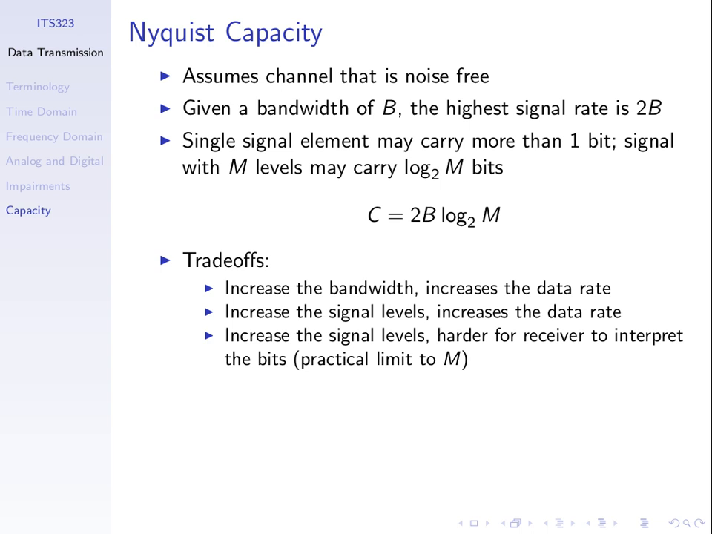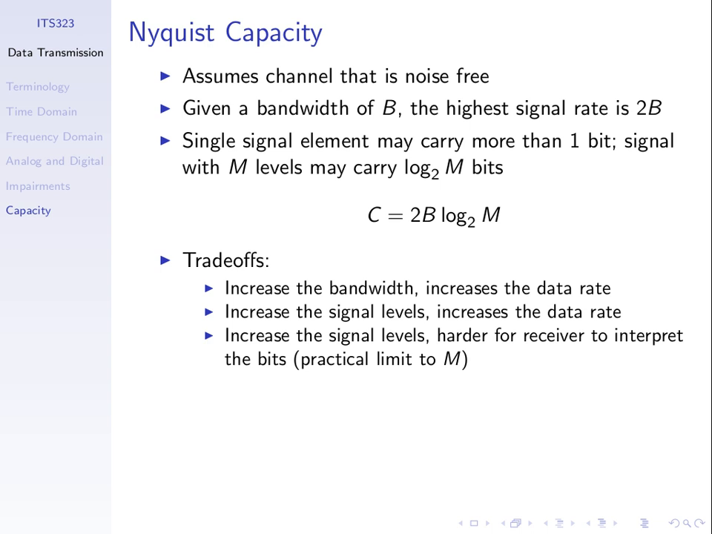The thing that the equation doesn't capture, because it assumes that there's no noise, is that if you increase the number of signal levels, it makes it harder for the receiver to interpret the bits in the presence of noise. That is, the more signal levels, the more bit errors we'll have, if there is noise. But this equation assumes there's no noise. So this is correct if there was no noise. But we know in real life there will be noise. So it gives us an upper limit on a communication channel of how fast we can send.